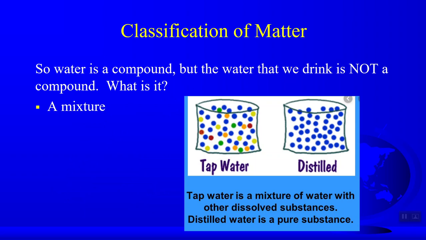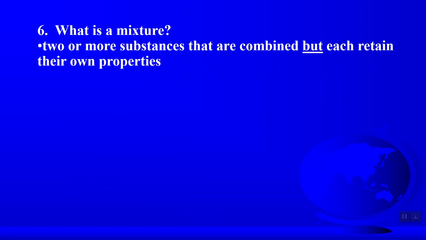For example, they may add some chlorine in order to kill any bacteria. They may also add some fluoride in order to help make your teeth stronger. So your tap water contains all sorts of impurities, all sorts of other elements and compounds, some of which are completely harmless, some of which are added in order to help you out. So tap water is a mixture, while distilled water is a pure substance. So what is a mixture? Two or more substances that are combined, but they each retain their own properties. They each retain their own personalities.